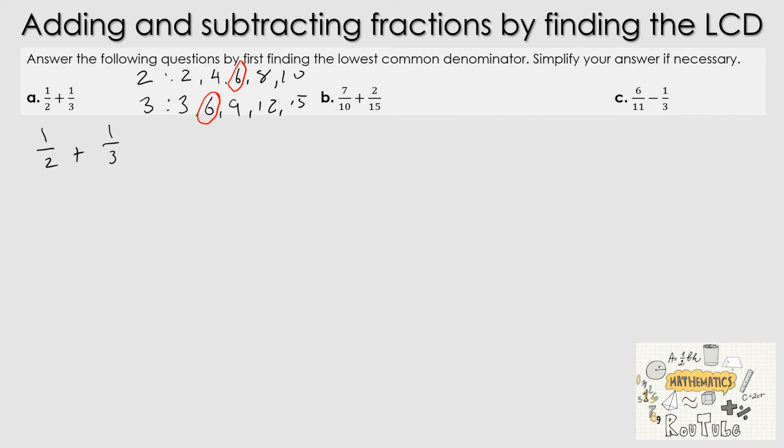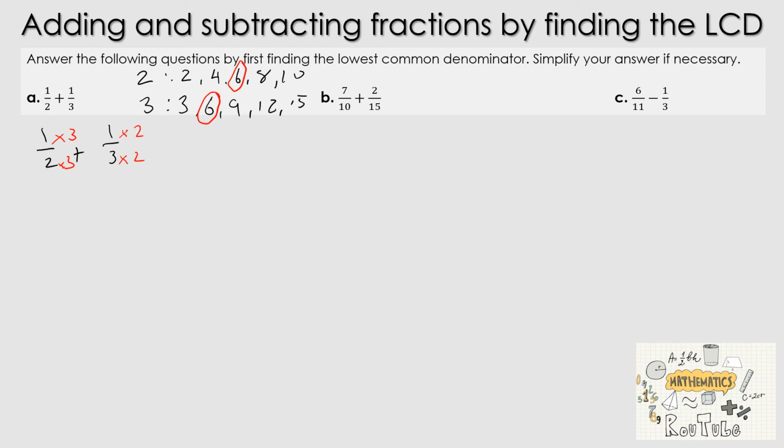Okay, so what we need to ask ourselves is, what do we need to do to the denominators to get them to 6? What do we need to multiply 2 by to get to 6? We need to multiply it by 3. And that means whatever we do to the top of the fraction, we need to do to the bottom of the fraction, and vice versa. So we need to multiply the numerator also by 3. Now, what do we need to do to the second fraction to get the denominator to be 6? So what do I need to multiply 3 by to get to 6? Well, we need to multiply that by 2, which means we need to multiply the top by 2.